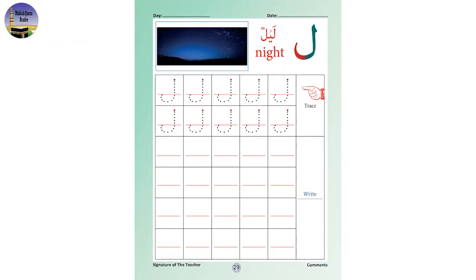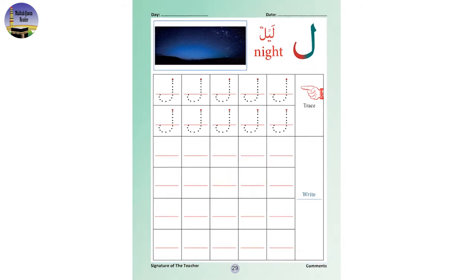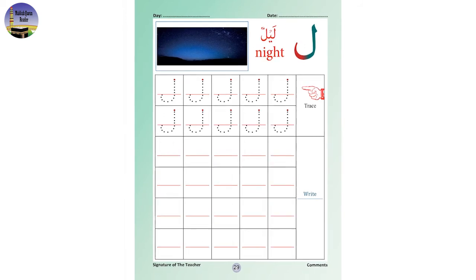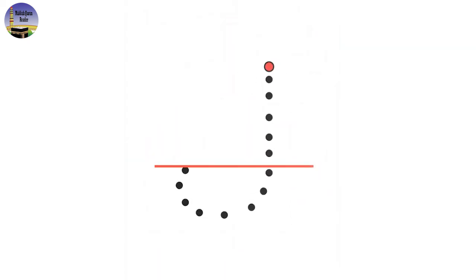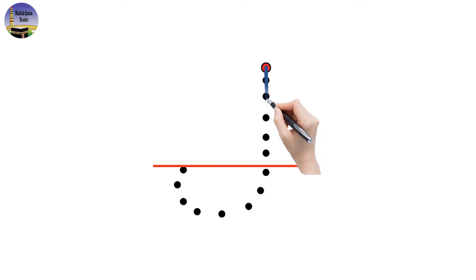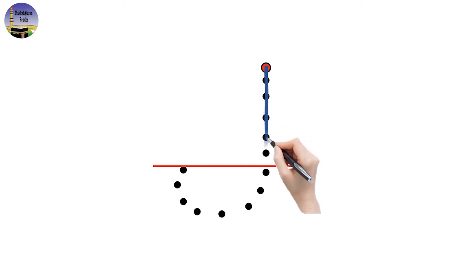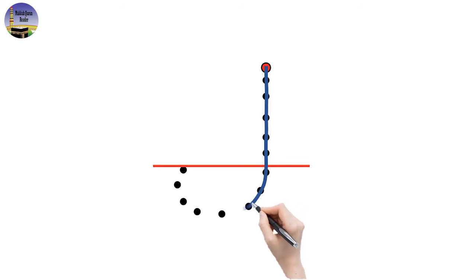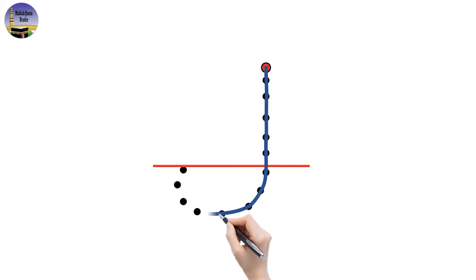Now we will join the dots of lam. How to write lam? There is a finger. It's shown you that Arabic starts from the right side. First one. Start from the red dot. Go down. Make a half circle under the red line.